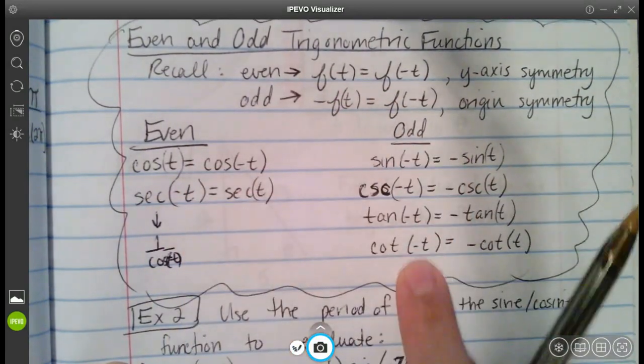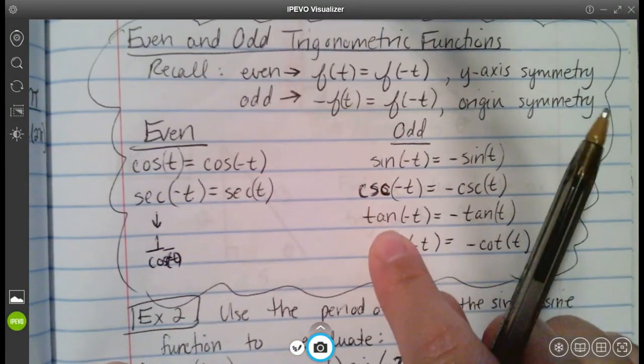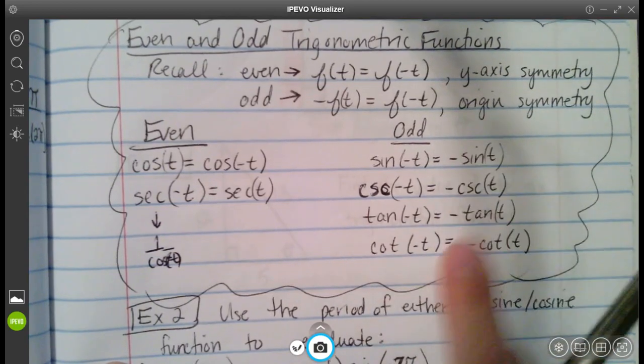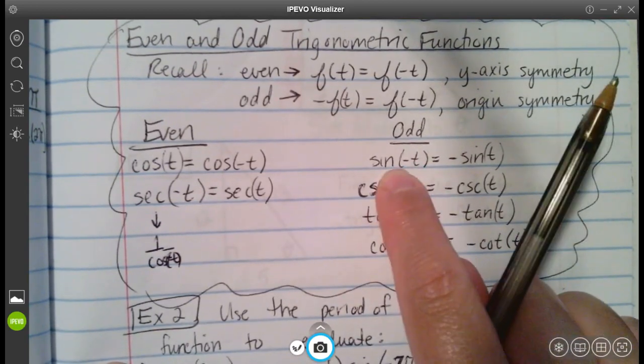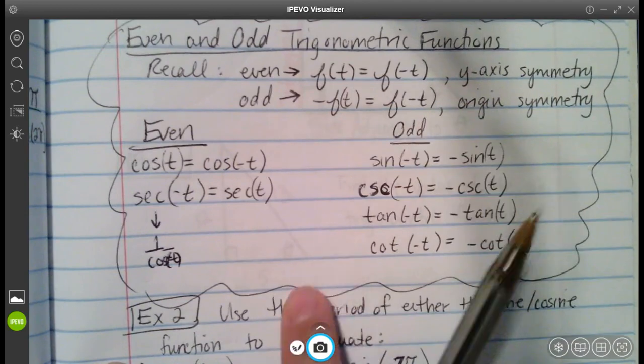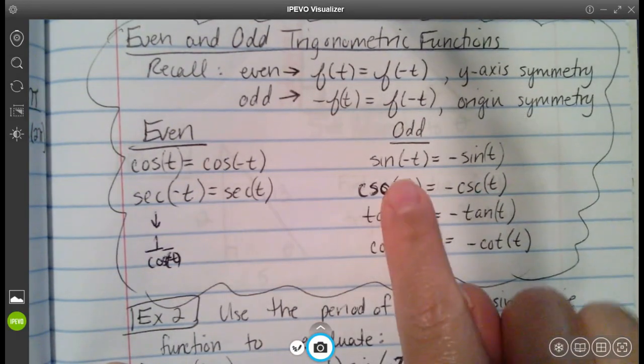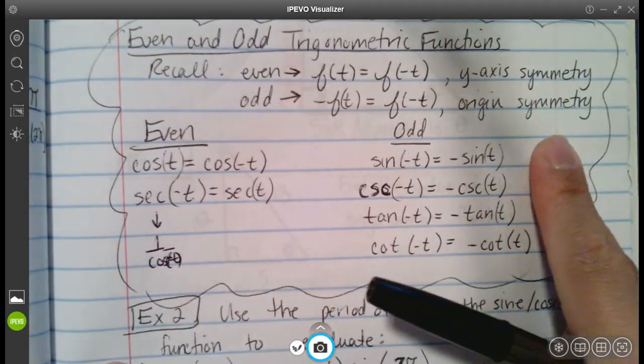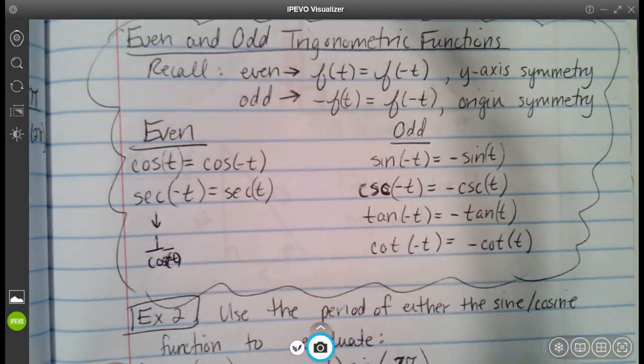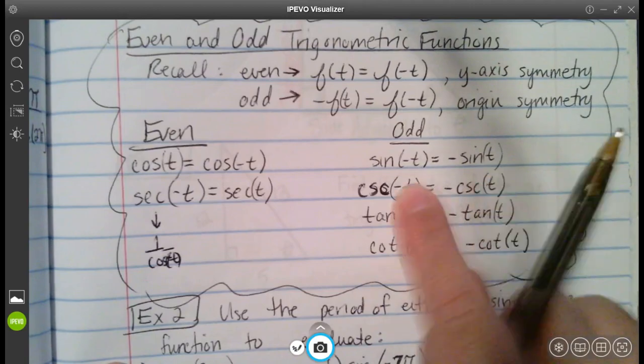The odd ones are basically everything else: sine, cosecant, tangent, and cotangent. All of these, if you graph them, are going to have that kind of diagonal symmetry. They're a little bit harder to see because I know that they just go straight across, but with all the flipping, it does come out the same, and this will be true.